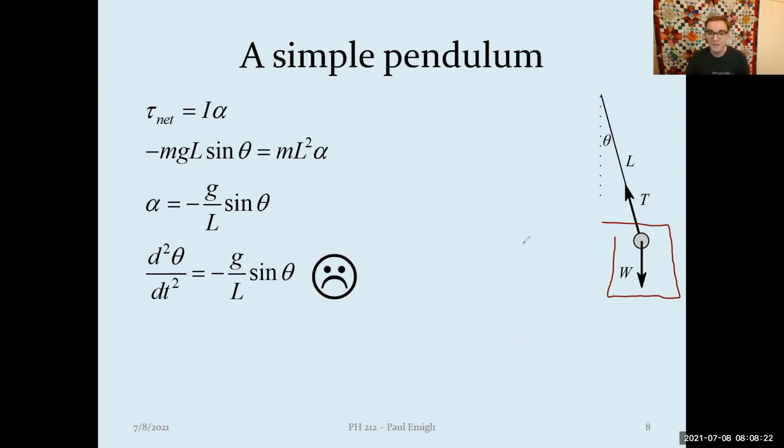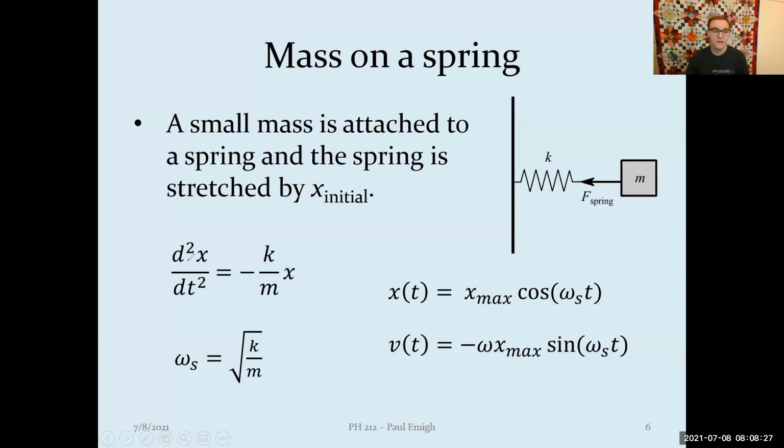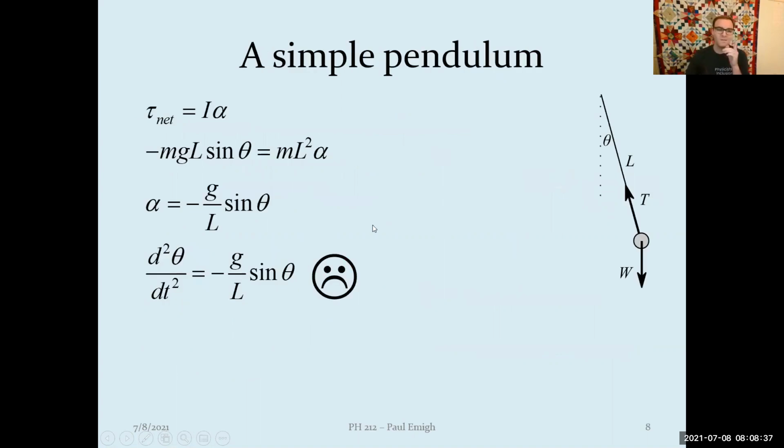If I flash us back to our equation for oscillatory motion, right? We want a second derivative equals a negative constant times the position function, right? And here, theta is serving as our position function, but we have sine of theta instead of just theta.